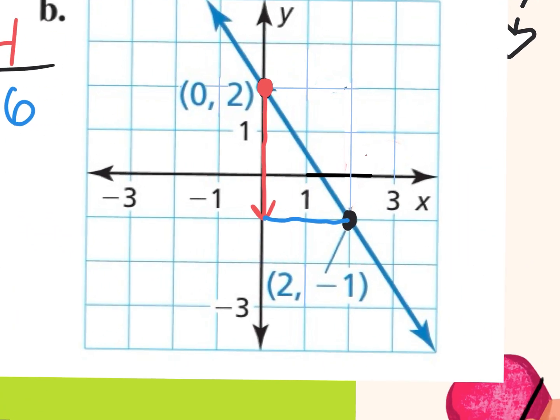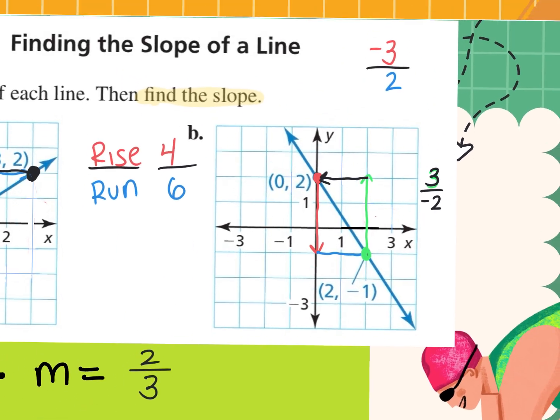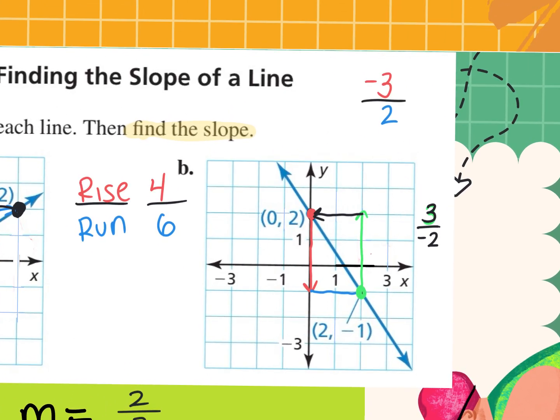Now, let's pretend instead of starting with this top one, let's say we started with the bottom one. If we started with this bottom point, what would you have to do to get to this top point? Go up 3, which is positive, right? And then I'd have to go over to the left 2, which is negative. Isn't 3 over negative 2 going to be the same as negative 3 over positive 2? A positive divided by a negative is the same as a negative divided by a positive. Aren't these both equivalent to negative 3 over 2?